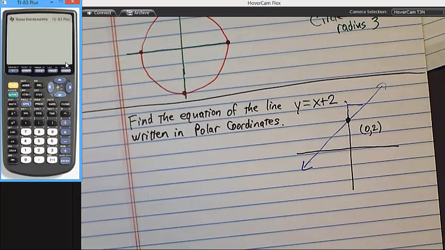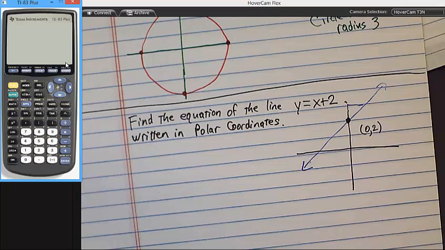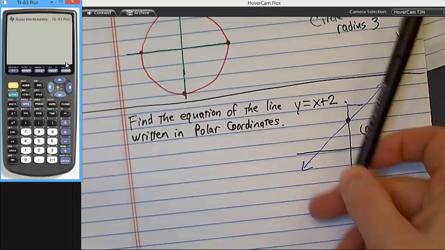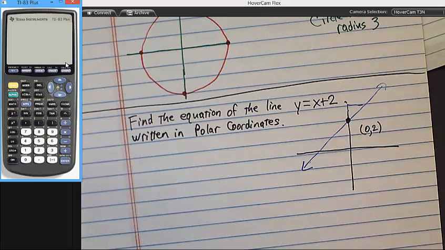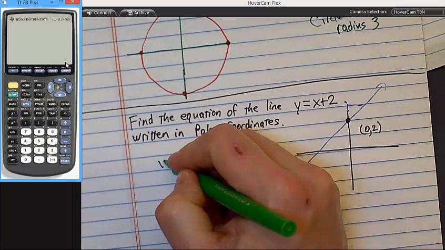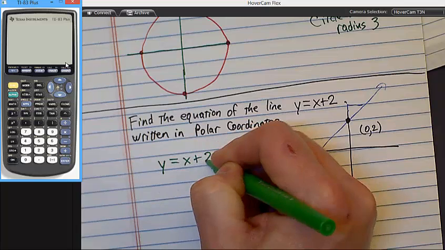Well, you can imagine that the polar equation of that could be pretty complicated because your r changes a lot, and your theta is kind of where you're pointing. Let me show you how this works. I'm going to write down the equation y equals x plus 2.